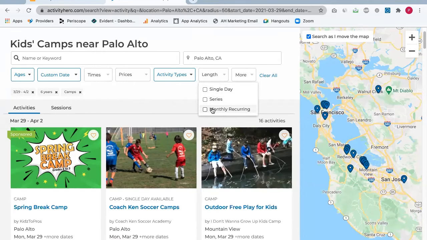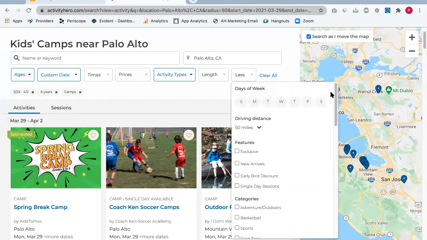I saw that someone said they're taking a judo class. So things like judo or martial arts are often monthly recurring. So if you're specifically looking for a longer term thing, you could be searching for that. And then under more, we have lots more filters where you could specifically look for a day of the week. That might be handy when you're searching for classes and you're looking for, say, one on Wednesdays.